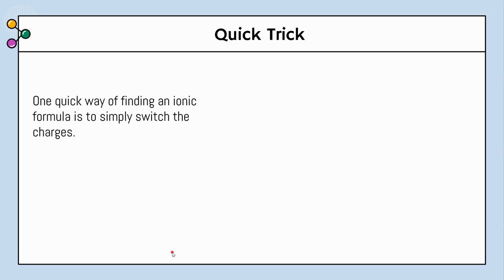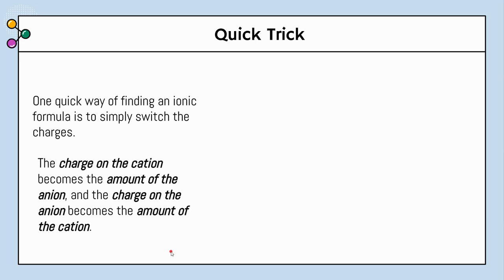Now there is a quick trick of finding the ionic formula, and that is to simply switch the charges. Essentially, the charge on the cation becomes the amount of the anion, and the charge on the anion becomes the amount of the cation. Ca +2, P -3.